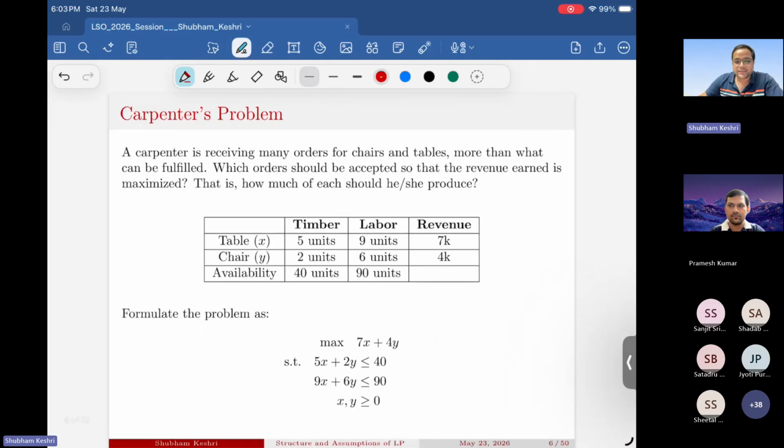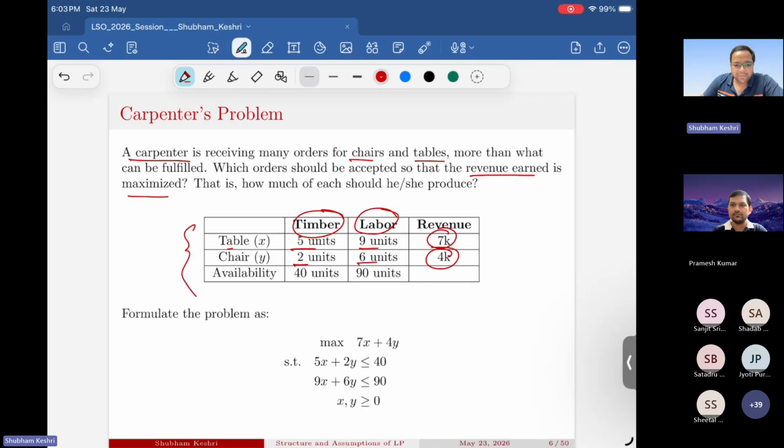Let us see one simple linear programming problem. There is a carpenter who has two products, tables and chairs, and he has to fulfill the orders he is receiving. He is trying to maximize the revenue he gets when he sells these products. The revenue from a table is 7,000 and the revenue from a chair is 4,000, but he has capacity limitations like timber and labor. Each table requires 5 units of timber and 9 units of labor. Similarly, each chair requires 2 units of timber and 6 units of labor.